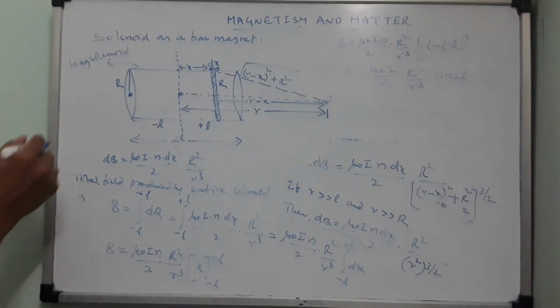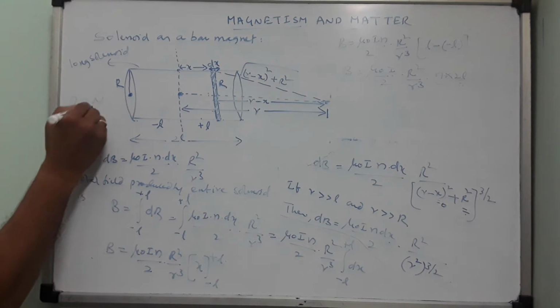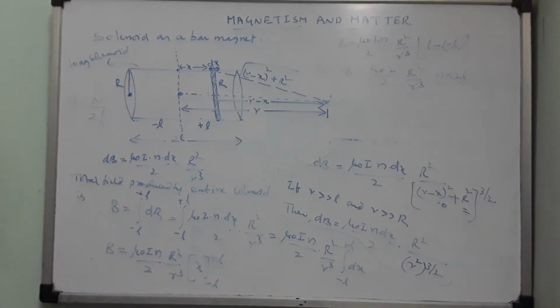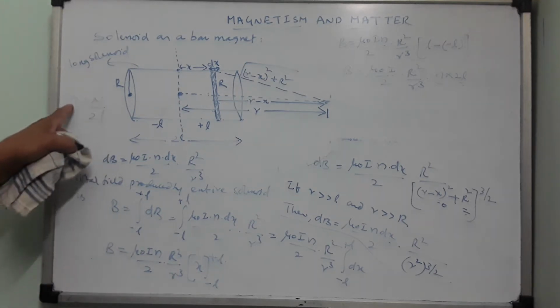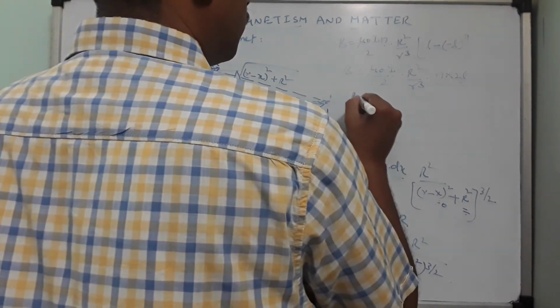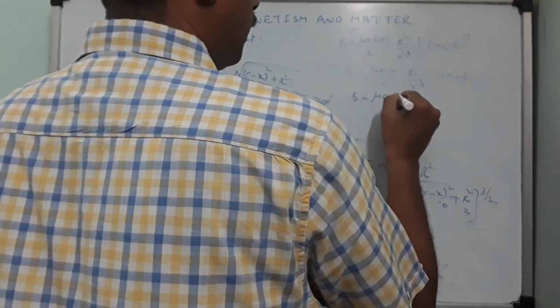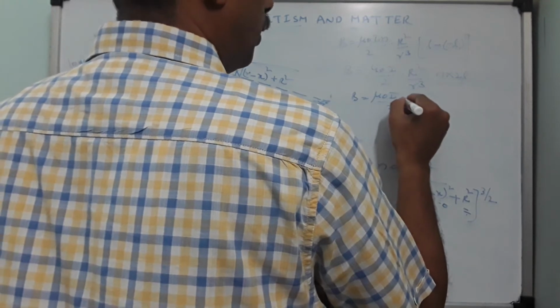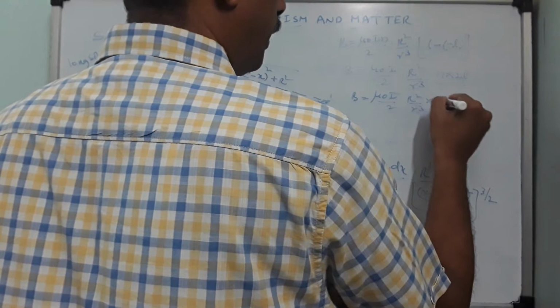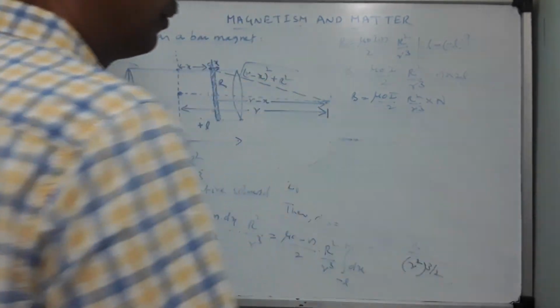We defined at the beginning, let small n equal to capital N by 2L be the number density of the solenoid, number of turns per unit length. So then capital N will become what? n into 2L. So here B equals μ₀ I by 2, into r square by r cube, into capital N. The same thing now.